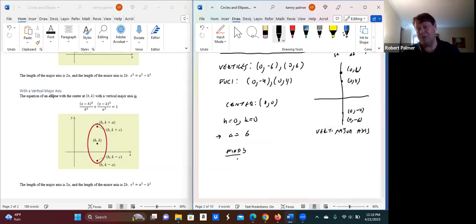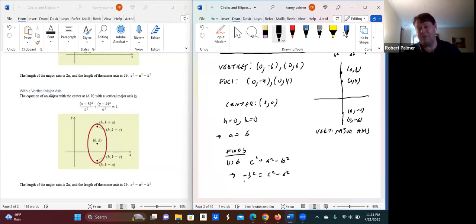How do we find b? Well, we're going to use the relationship we have with c, a, and b. So c squared is equal to a squared minus b squared. We're going to use that and essentially solve this for b squared. So, what's the best way to do that? If we subtract a squared on both sides, we're going to have a negative b squared, and it's going to be c squared minus a squared.